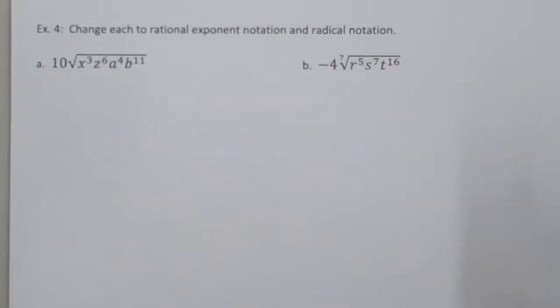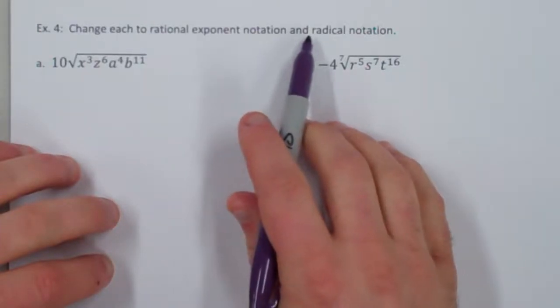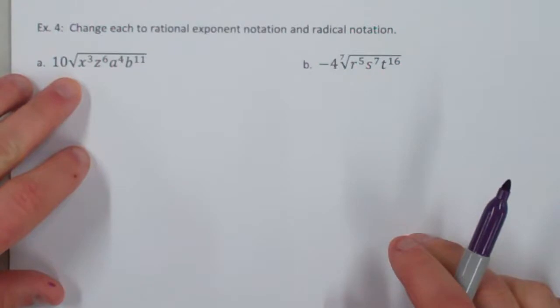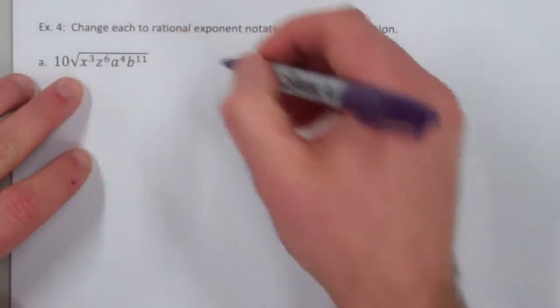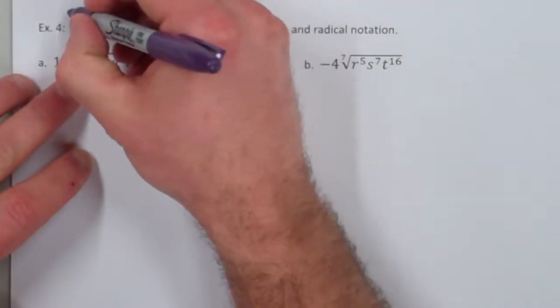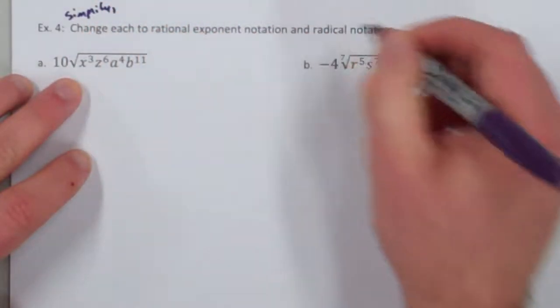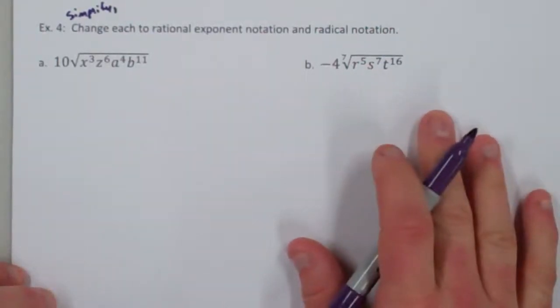All right, for example 4, we need to change each to rational exponent notation, and we're going to provide our answer also in radical notation. Now, yes, it is in radical notation already, but what we should probably write here for our instructions is, how about this? Simplify, right? The big word simplify, then change each to rational exponent and radical notation.